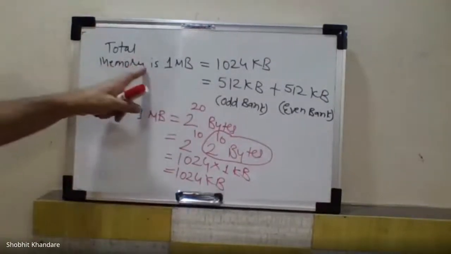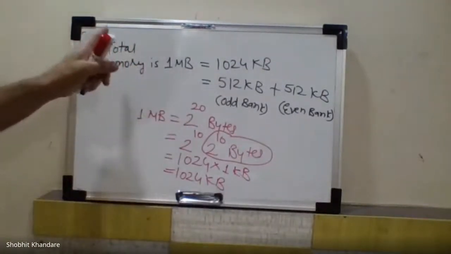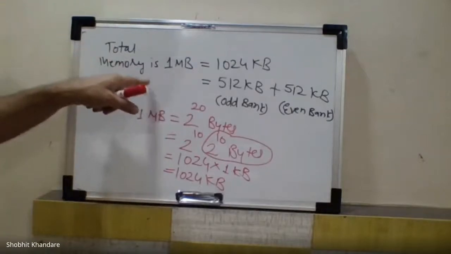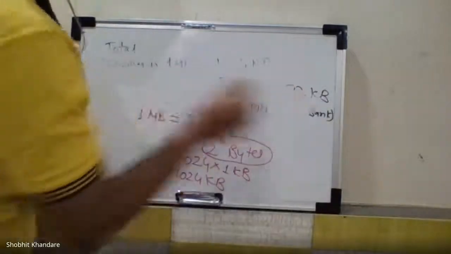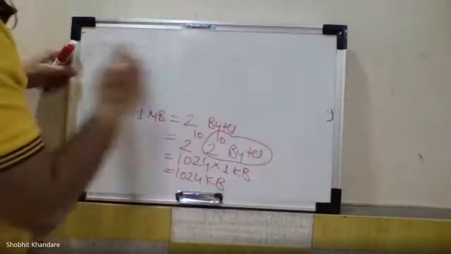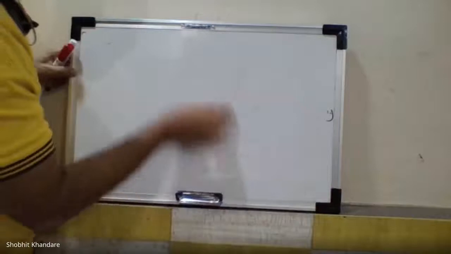Now we are going to understand this using the address bits. Now see how you correlate this thing with the address bits. See here now.